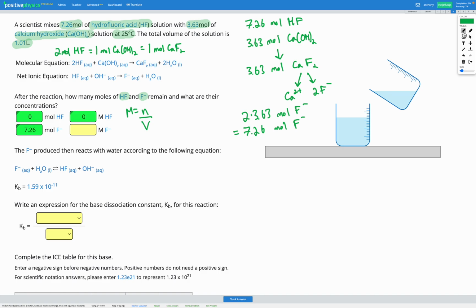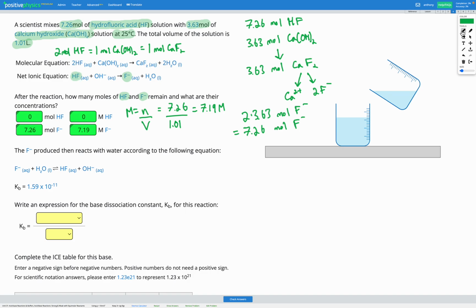For fluoride ions, we know that we have 7.26 moles of fluoride ions, and our volume is 1.01 liters of solution. So that's going to get us a molarity of 7.19 molar. So we can go ahead and fill that in here. Our hydroxide ions reacted fully with the H plus to form H2O. So we don't have any excess hydroxide or hydrogen ions in our solution, causing it to be acidic or basic. However, at the end, we do have this F minus ion.